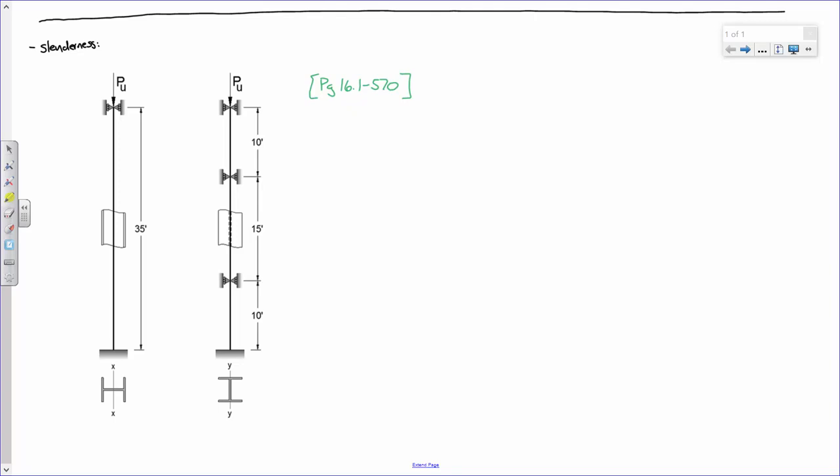Let's start off with the x-axis. What does the bottom look like to you? Is that free, fixed, pin? What is that? Okay, and the top? So what would the K value for this segment be?